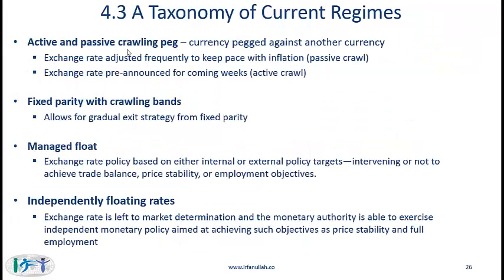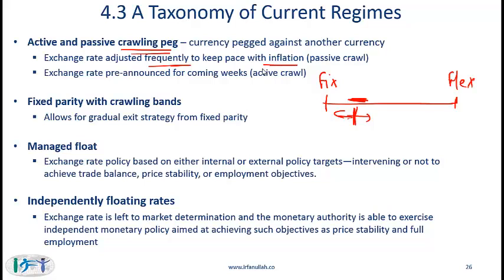Active and passive crawling peg. This is where the currency is pegged against another currency. So on the fixed to flexible spectrum, we are still closer to the fixed side, but moving towards more flexibility by saying that the peg can crawl. In other words, there is a peg, but that peg or exchange rate is allowed to slowly move in whatever direction is necessary. The exchange rate is adjusted frequently to keep pace with inflation, and when this happens, we say we have a passive crawl.